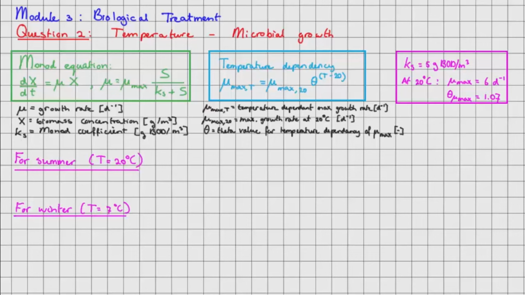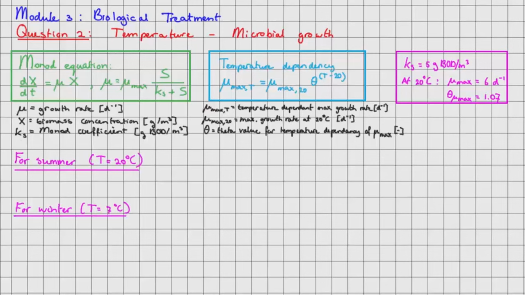We were also told that the growth rate is dependent on temperature. Mu max at temperature T can be found by using the following equation, where mu max 20 is the maximum growth rate at 20 degrees Celsius. Theta is the value to correlate the temperature dependency of mu max, and T is the temperature in degrees Celsius.